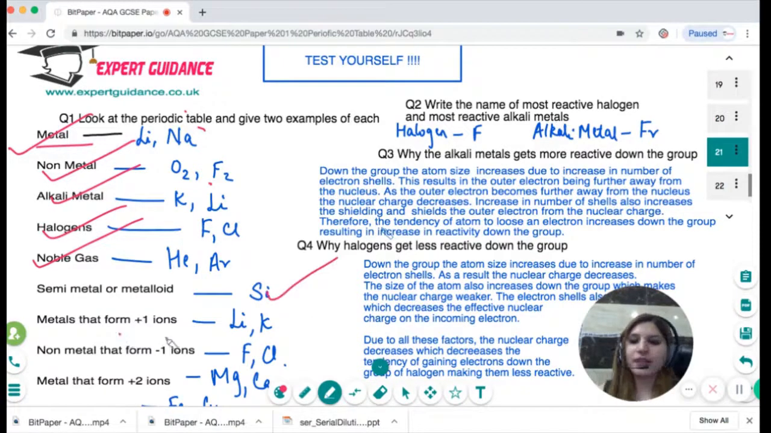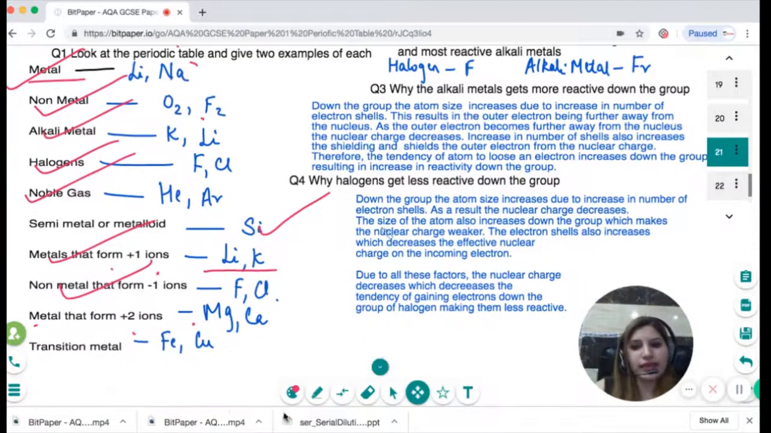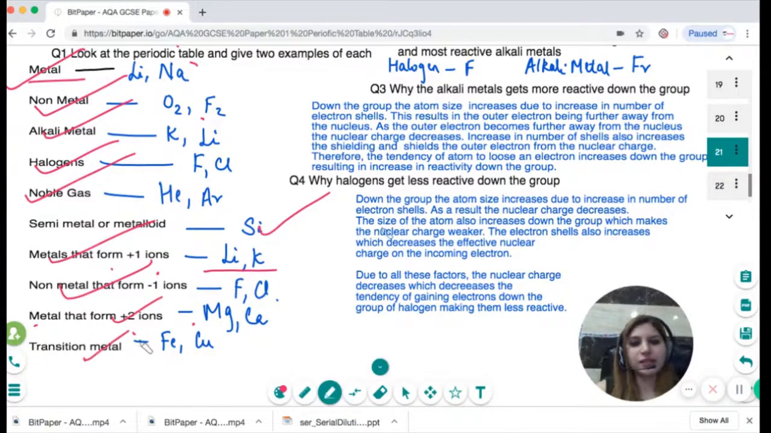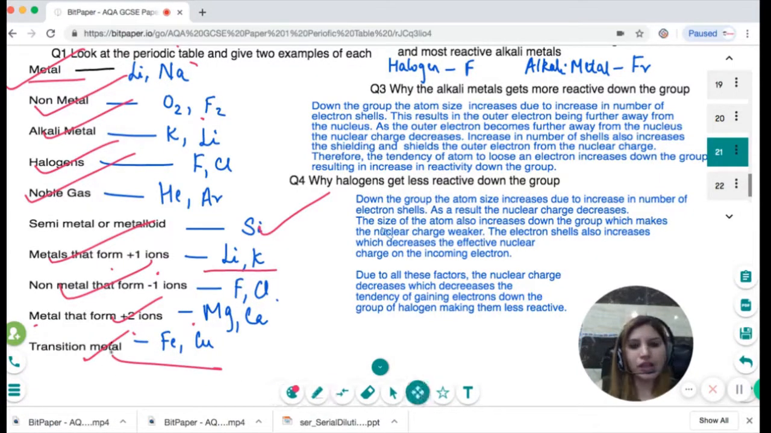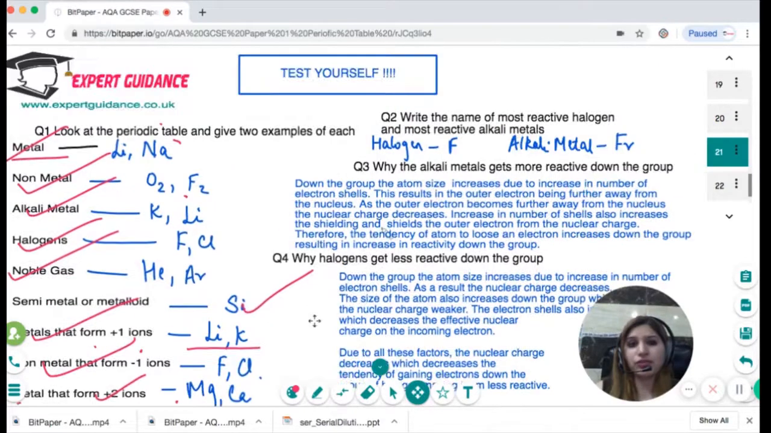Metal that forms a +1 ion means it has 1 electron in the outermost shell, so any of the group 1 as an example. Non-metal that forms negative ions means it should have 7 electrons in the outermost shell, so any of the halogens. Metals that form +2 ions should be group 2, so any of the group 2 you can name. Transition metals are the elements between group 2 and group 3, so you can give any example from that. Okay, so I hope you are now clear with how to read the periodic table.